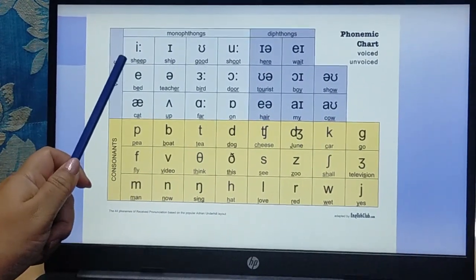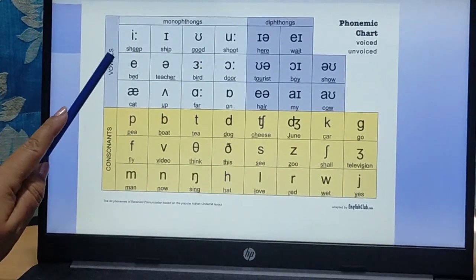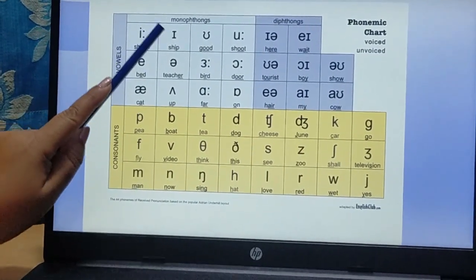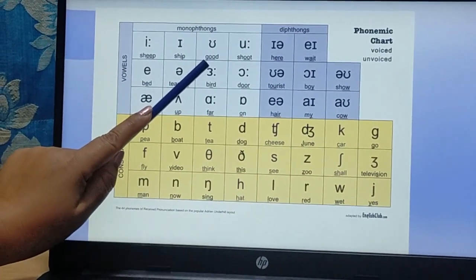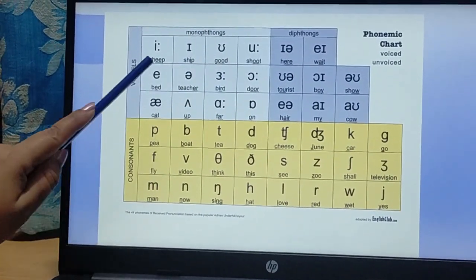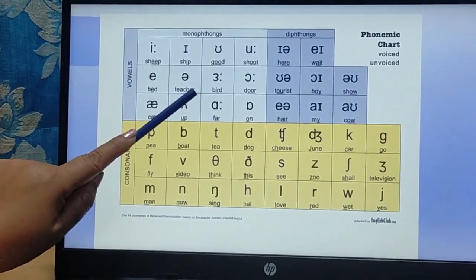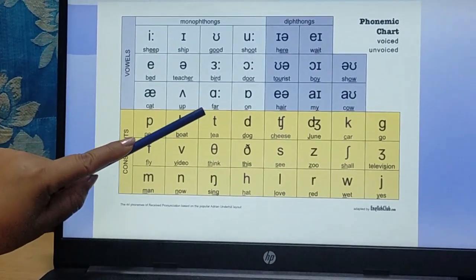Let me take you back to the vowel sounds in the phonemic chart. So first let me show you the vowels in the language. There are 12 vowels. This is E as in sheep, I as in ship, U as in good, U as in shoot, E as in bed. This is the ER sound, which normally occurs towards the end or the beginning of the word.